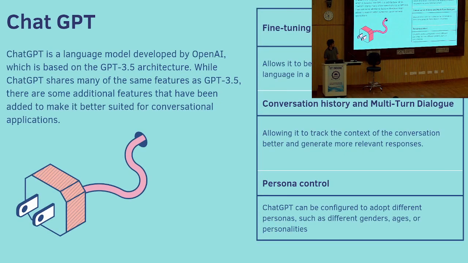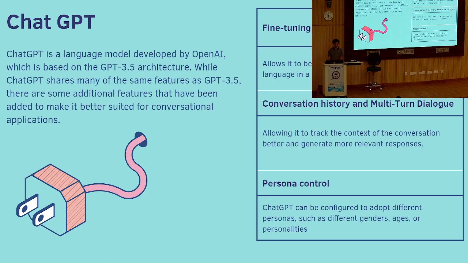So now coming to the crux of today's topic, which is ChatGPT. It's a language model developed by OpenAI based on the GPT 3.5 architecture. It has a lot of features the same as GPT 3.5, and there are some additional features that have been added to make it better suited for conversational applications.